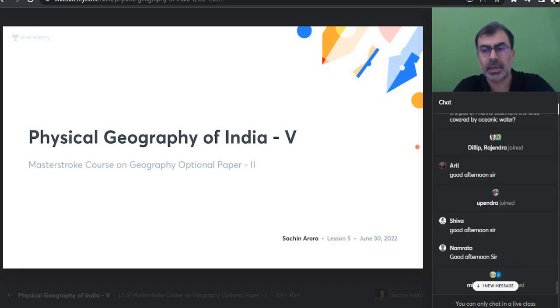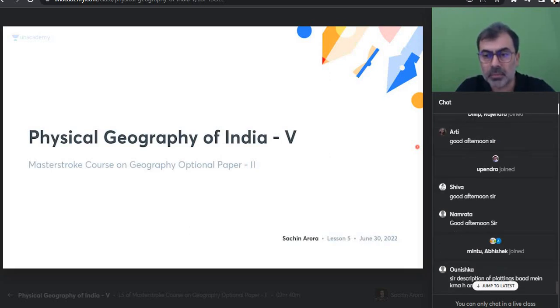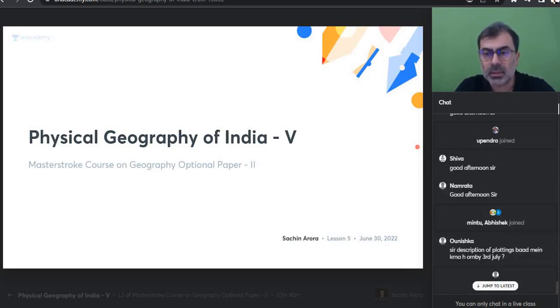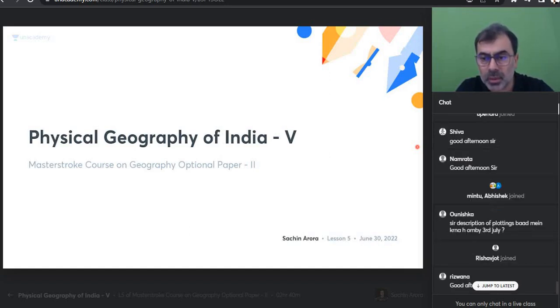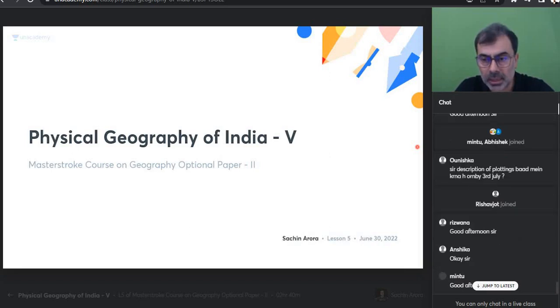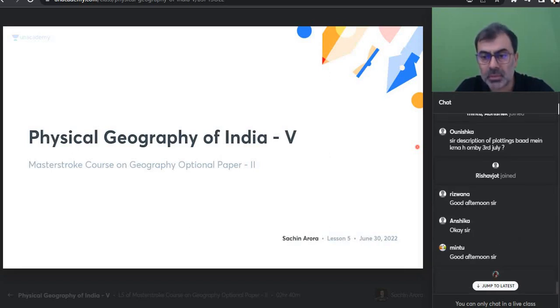Sir, Garo Rajmahal Gap and Malda Gap are the same. Yes, they are the same. I did not understand the term scenic lies. Is it part of marine sediments or area covered by oceanic water? Okay, Neeraj wants to know what is scenic lies. I will tell you that also. The description of plotting is to be done later. Yes, description will come later on, everyone. Perfect.